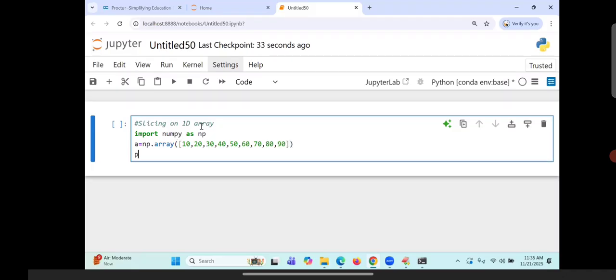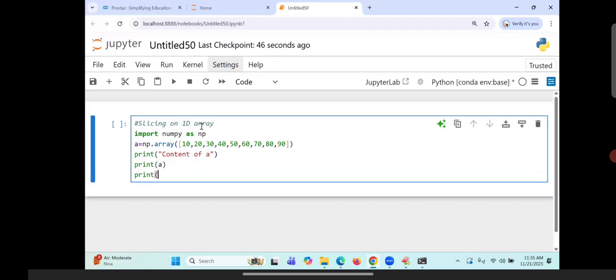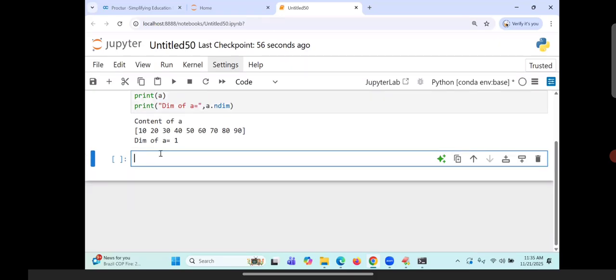This value you print. Content of A. And next, print of A, students. And then next, dimension of A. Dim of A is equal to A.ndim. So this is my data. Now I will ask some questions.